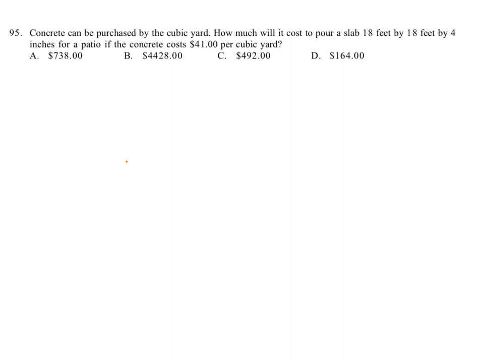Okay, this is an interesting one because they're giving us different units. This says concrete can be purchased by the cubic yard, but then it says how much will it cost to pour a slab that's 18 feet by 18 feet by 4 inches for a patio if the concrete costs $41 per cubic yard. So let's do a little bit of conversions here.